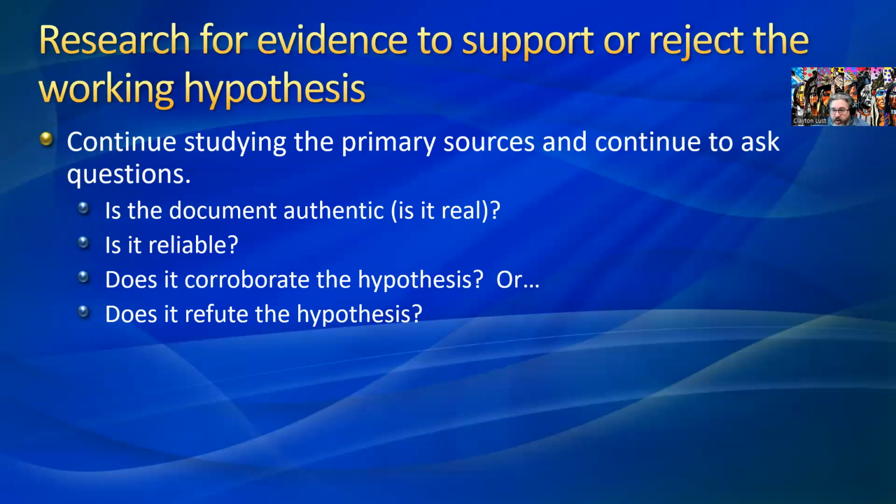So as you research for the evidence to support or reject your working hypothesis, continue studying the primary sources and the secondary sources, and continue to ask the questions. Is this document or source authentic? In the case of a document, is it real? Is it reliable? In the case of a secondary source, is it a pop history? Is it written by a conspiracy theorist? Or is it written by somebody who does not have the expertise in the field?